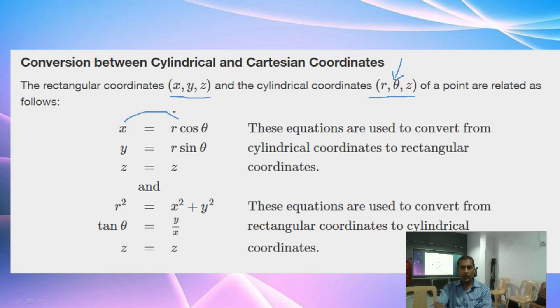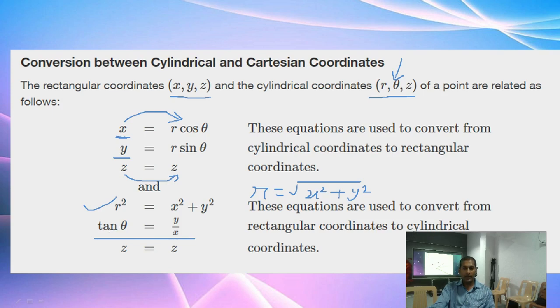Say x will be equal to r cos theta. So x of the Cartesian coordinate system we are converting to the cylindrical coordinate system. Then y is equal to r sin theta, and z is unchanged. Height in the Cartesian coordinate system and height in the cylindrical coordinate system is the same. And r square we can write as x square plus y square. So from here we can say r is equal to square root of x square plus y square. We have already seen this in the 3D diagram. So this is r. From here tan theta is equal to y by x, so theta will be equal to tan inverse of y by x, and z is as it is, unchanged.